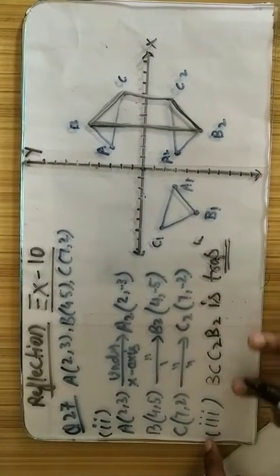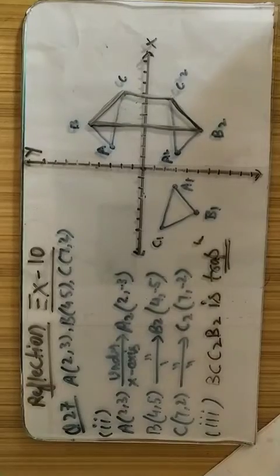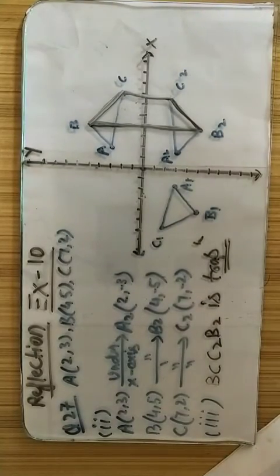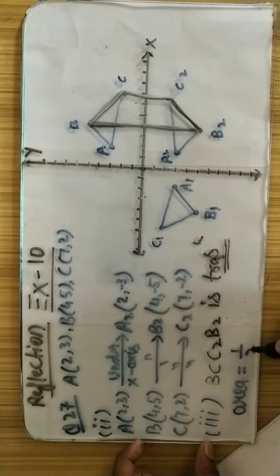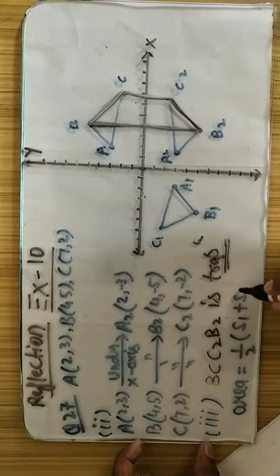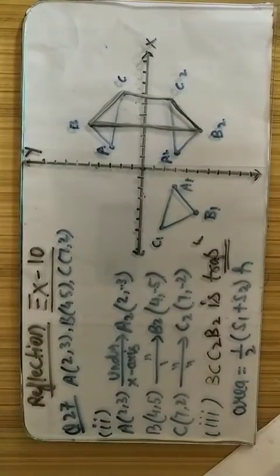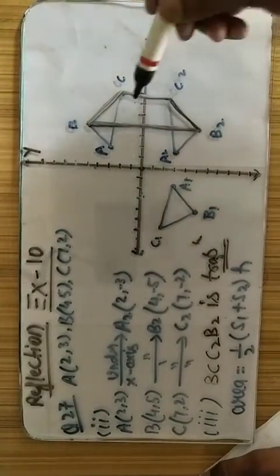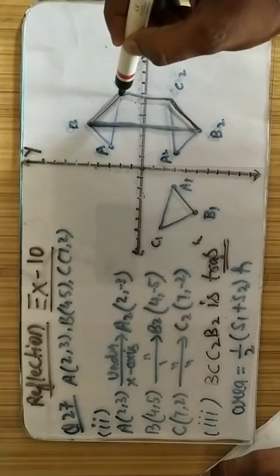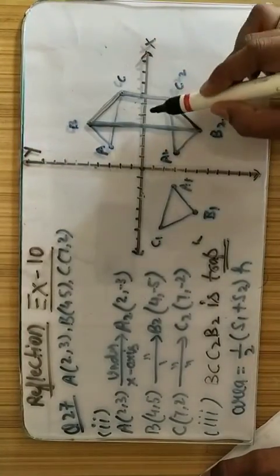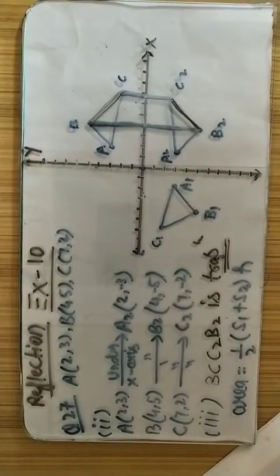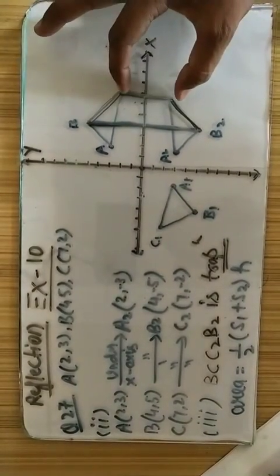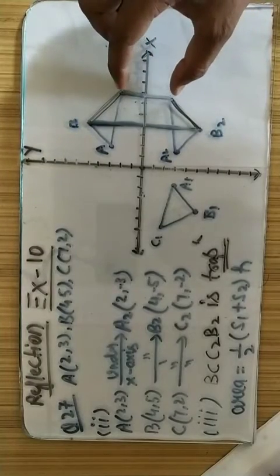Okay, and if it is a trapezium, in the same part he is asking the area. We need to find out the area also. Right? So how can we find out the area? Area of the trapezium is half the sum of parallel sides into height. Right? This is the formula. As you can see, this line and this line are parallel and this will be the perpendicular. On the graph paper you can measure it.